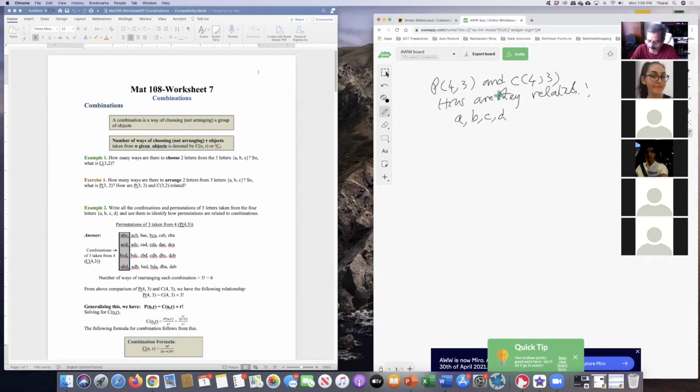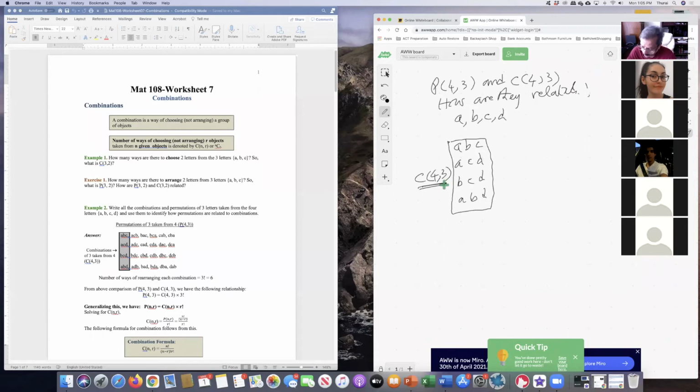So let me list them again. Combinations are A, B, C, A, C, D. I have it on the handout, the worksheet. I'm basically copying from there: B, C, D, and A, B, D. So these are the combinations, and there are 4 of them, right? So the count of this is what C(4,3) is. This is equal to 4. So the number 4 is the answer for this question, C(4,3).